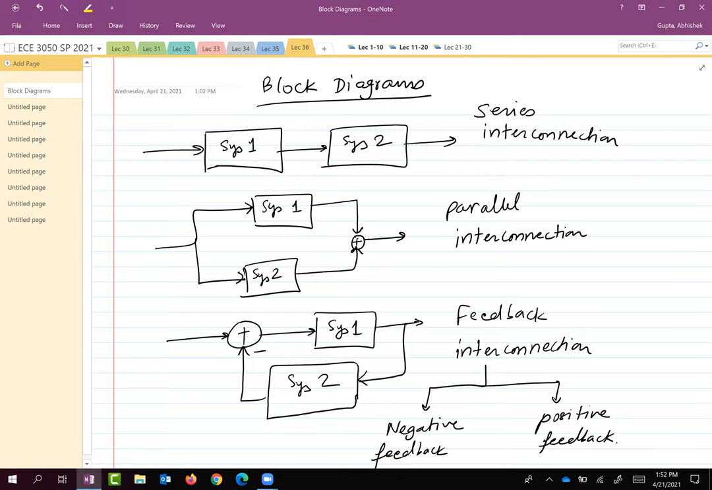Most of the systems that you would encounter in the real world would be a combination of these three interconnections. It could be a series interconnection, it could be parallel, feedback, or it could be a combination of series, parallel, and feedback interconnection. Okay, so hopefully you will remember this from the earlier class. So let's think about it.